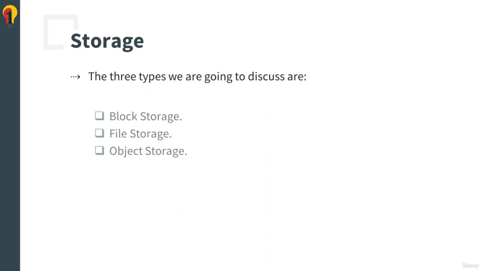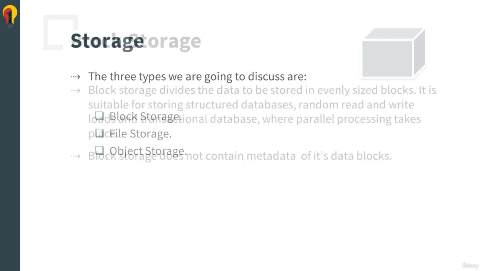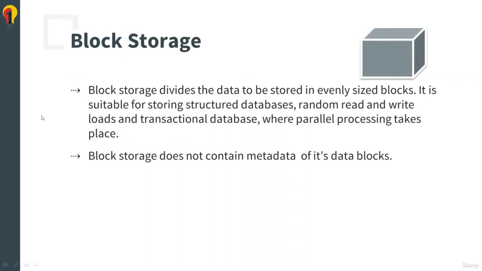The three types of storage are block storage, file storage, and object storage. Block storage divides the data to be stored in evenly sized blocks. It is suitable for storing structured databases, random read and write loads, and transactional databases where parallel processing takes place. Parallel processing means many users can access data at once.